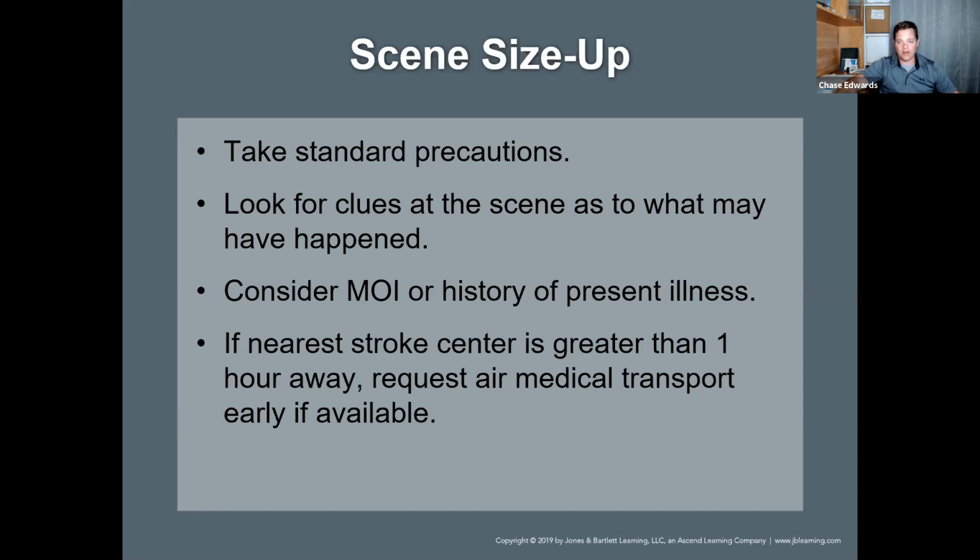It's very helpful remembering causes of decreased LOC. It may actually help you with your patient assessment as well. When you're assessing your patient with an altered mental status, consider the causes listed in Table 19-4 in your book. So you're going to examine the scene to ascertain the number of patients. How many patients do you have? If the time it takes to get to the nearest stroke center is greater than 1 hour, then request air medical transport early if available.